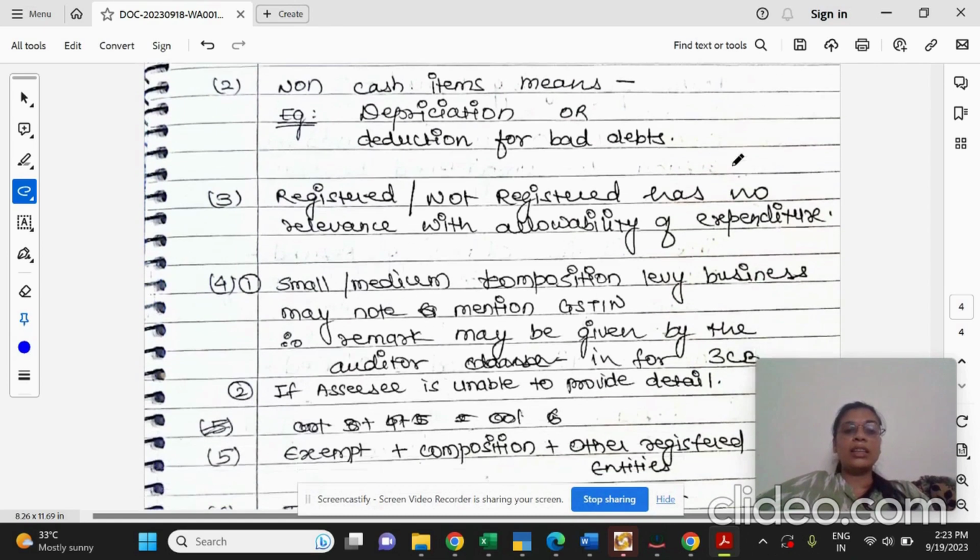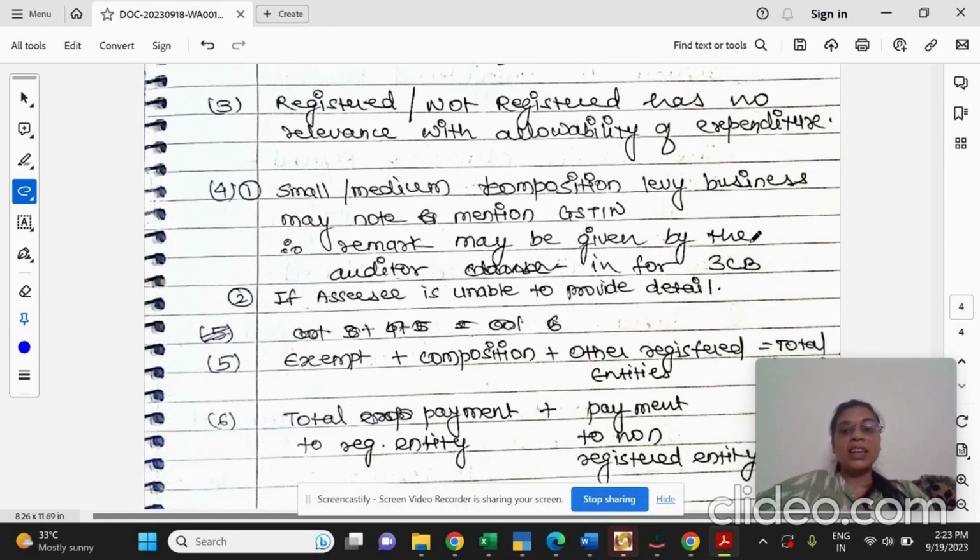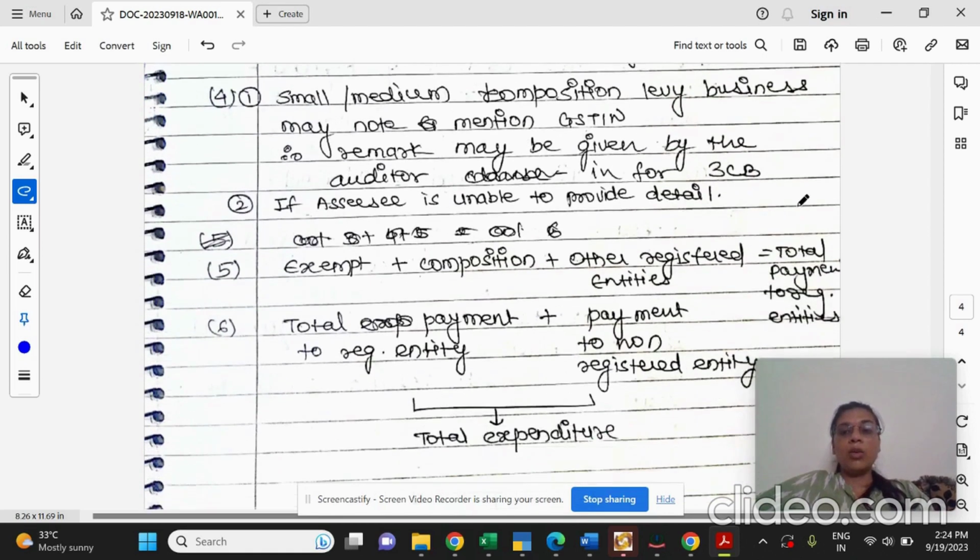Okay, then examples of non-cash items are given, and then the important note, which I said earlier for the composition scheme. If your client has not provided the details, then you should provide a note that we cannot verify whether these expenses were taken from the composition scheme or not, in case the assessee is unable to provide the details. So this is all about how you can deal with clause 44 in Form 3CD.